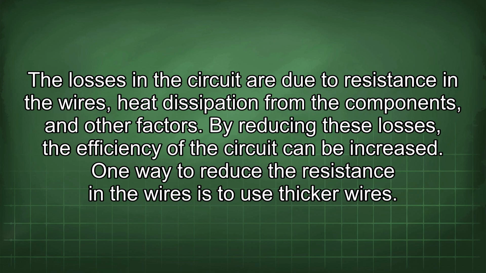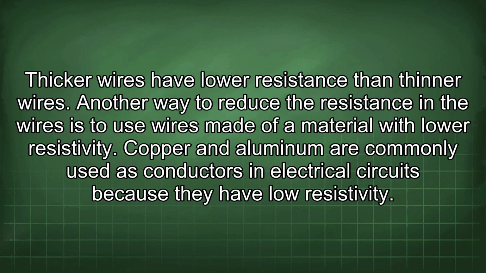One way to reduce the resistance in the wires is to use thicker wires. Thicker wires have lower resistance than thinner wires. Another way to reduce the resistance in the wires is to use wires made of a material with lower resistivity. Copper and aluminum are commonly used as conductors in electrical circuits because they have low resistivity.